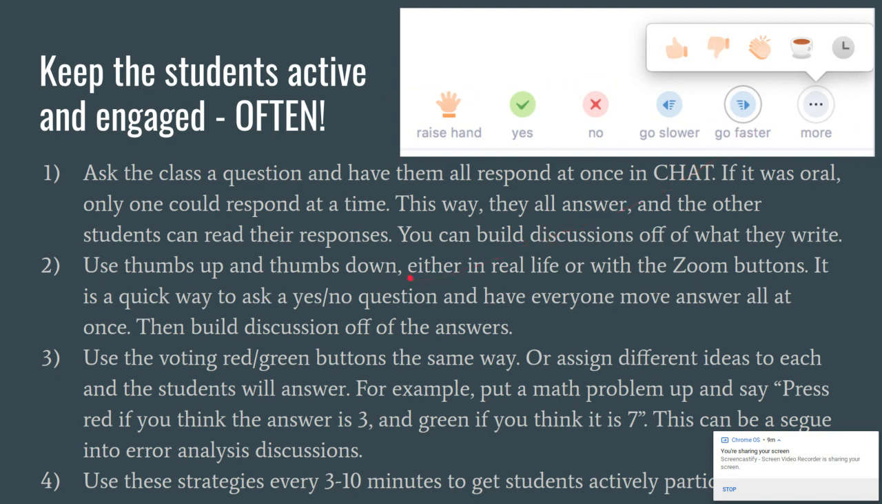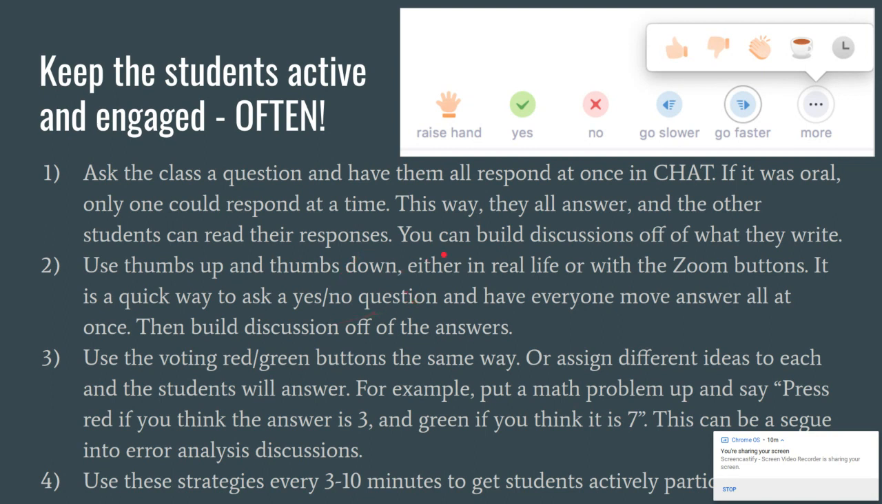But having them not be passive, and I'm going to talk about peaks and valleys later, but asking them all a question and having them all respond at once in chat. Because you can't have 20 people all talking at once in Zoom. It's just chaos, right? But you can ask a question and have 20 people answer in the chat at once. So that at least gives them something active. They're typing, they're thinking, they're contributing.